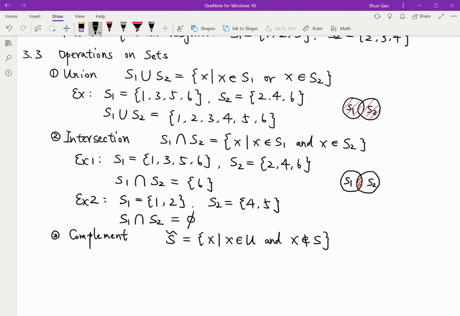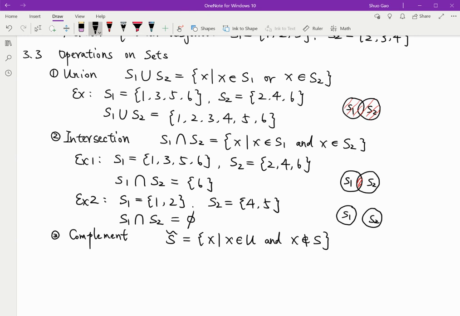So this is the intersection in the middle part, which is contained in both S1 and S2. If S1 and S2 are disjoint like this, there is no middle part. There are no common elements. So in this case, the intersection is empty.